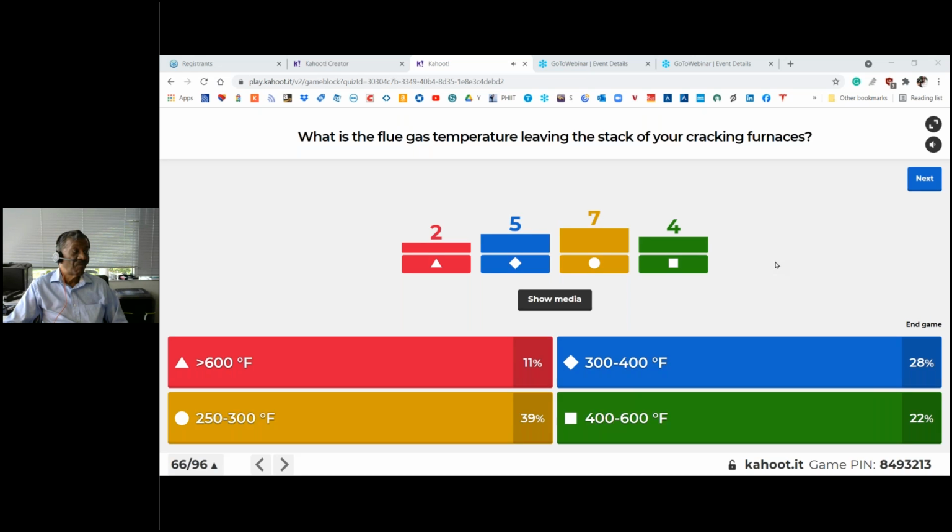Well, 40% of the people have very high efficiency furnaces, almost state of the art, between 250 to 300. Those are the high efficiencies. People who have more than 600 degrees need help. They can contact us. We can improve their efficiency. Even for people with 400 to 600, it looks like there is scope for improving the efficiency of the furnaces.